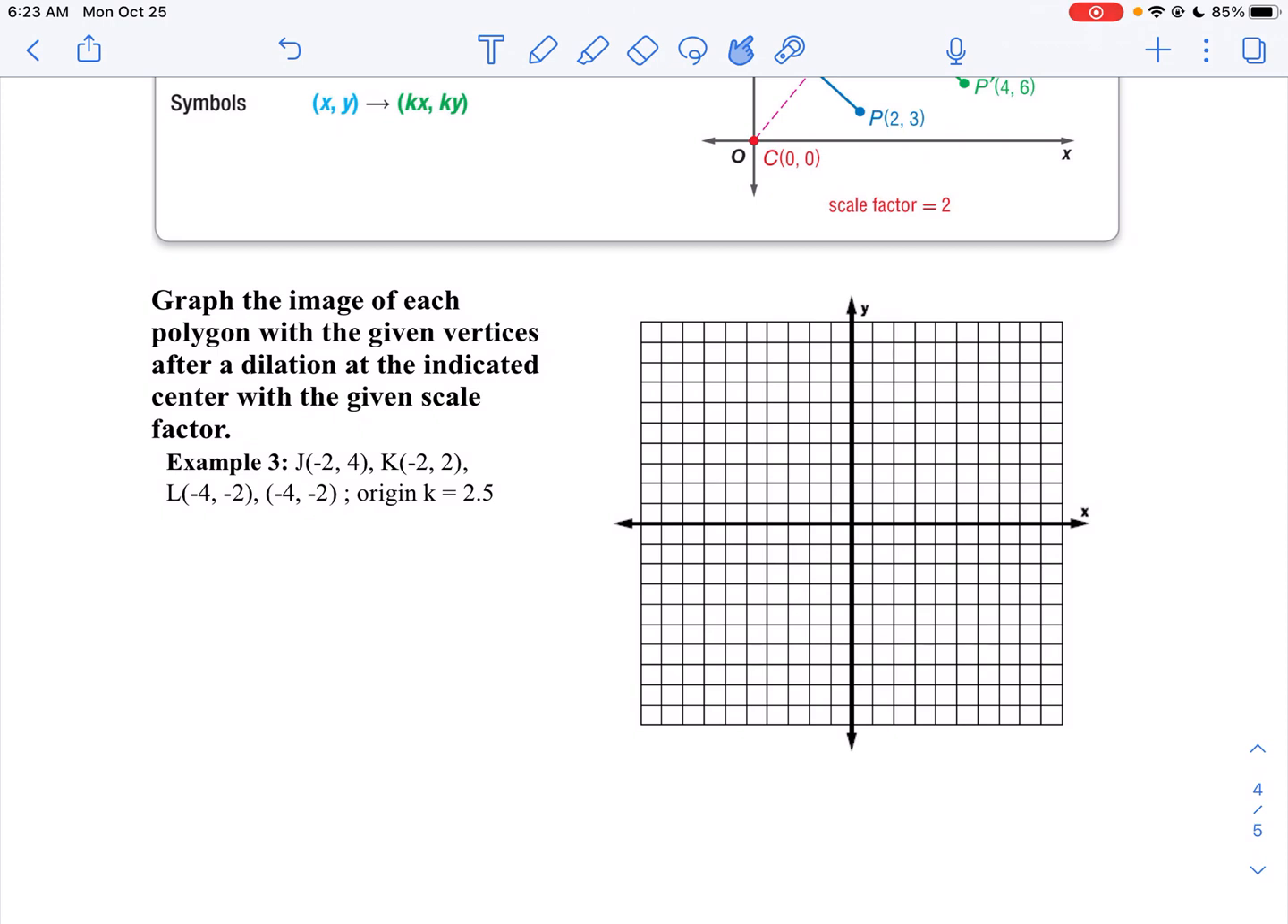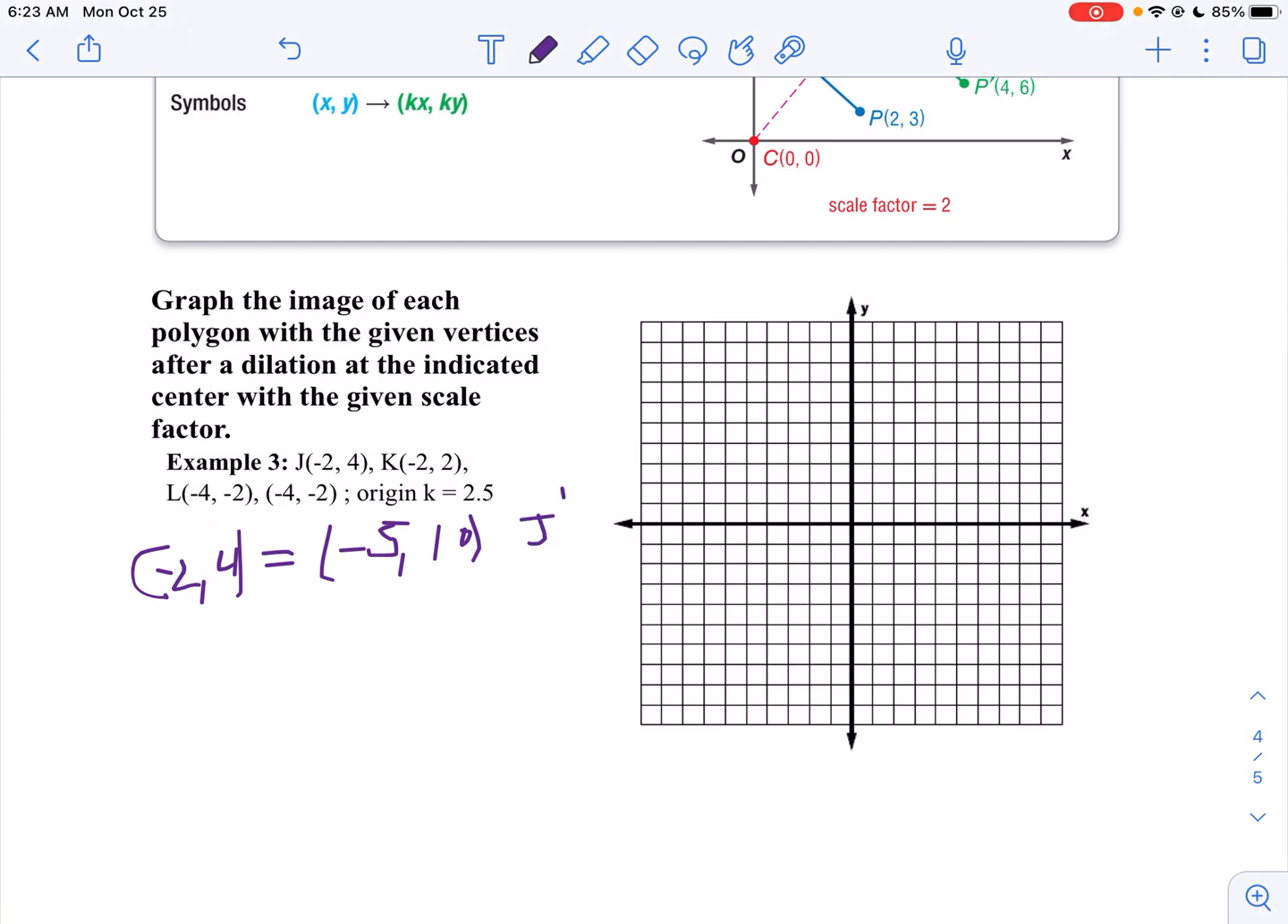We're supposed to graph the image of each polygon with the given vertices after a dilation at the indicated center with a given scale factor. So what I'm going to do is take J, which is at -2, 4. I'm going to multiply that by 2.5, which is my dilation. So -2 times 2.5 would be -5 and 10. That would be J primed.